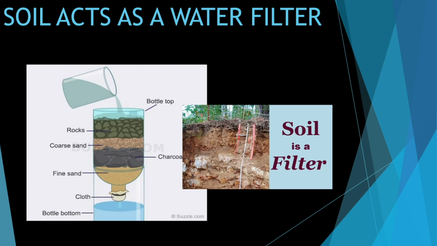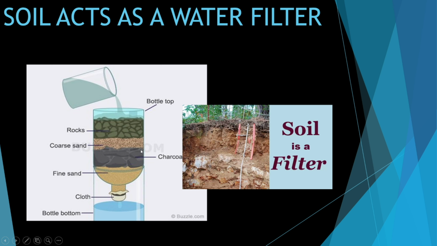Soil also acts as a water filter. When rainwater passes through different layers of soil, it gets purified and is stored as groundwater. Now look at the second picture here, you can see where rainwater falls on the ground, how it passes through all these different layers.